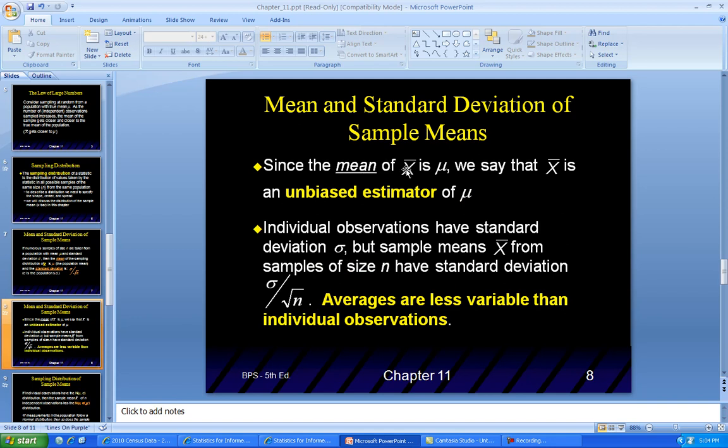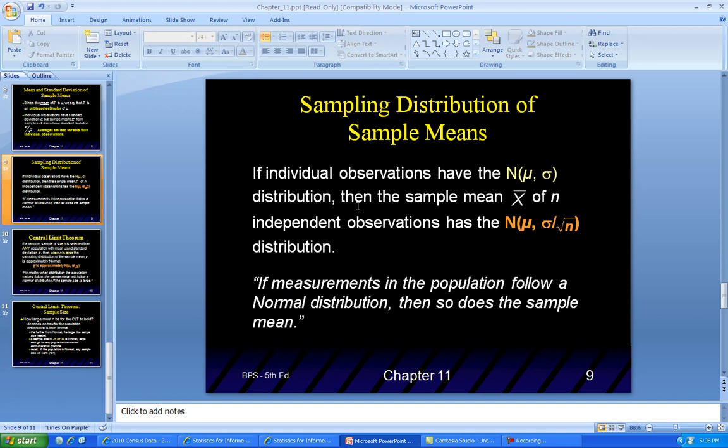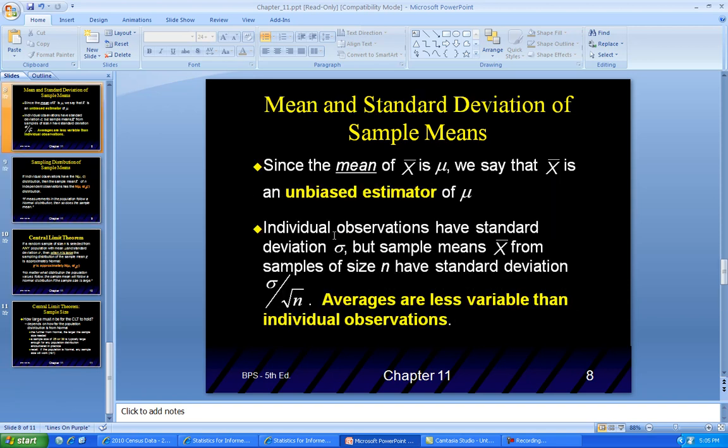Since the mean of x bar is mu, we say that x bar is an unbiased estimator of mu. So again, if you took a sample and found the mean, you can say that the mean of your sample is the same as the mean of the population. If you took the mean of your sample, x bar, you can say it's mu. It's an unbiased estimator. Now, individual observations have standard deviation sigma, but sample means, x bar, from samples of size n have standard deviation sigma over the square root of n, as we just said. So in other words, the standard deviation of a population is sigma.